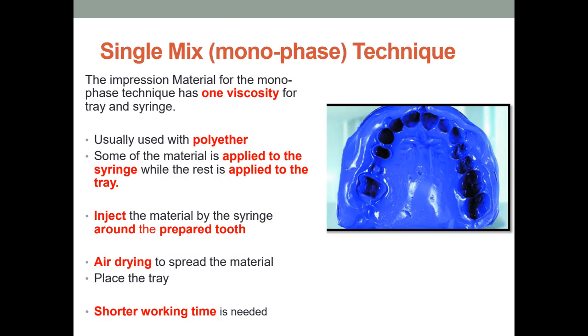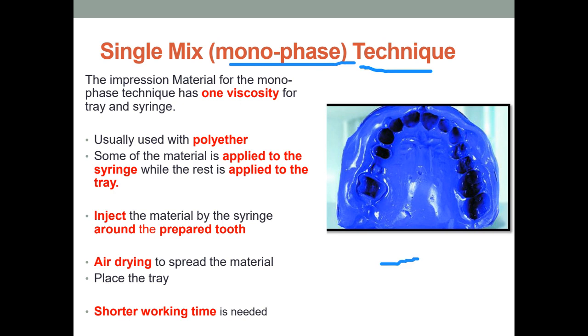Now coming to the impressions, the first impression making technique is the single mix monophase technique. As the name indicates, monophase means one time and one mix, one type of material which has a consistency that helps in recording the fine details and at the same time provides the bulk also. So the material is very good. As we read about the polyether, most of the time in the monophase technique we use a polyether material which has very good consistency and more flow. The main property of this material is that it is a thixotropic type of material.